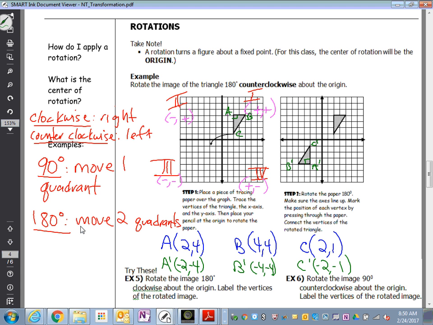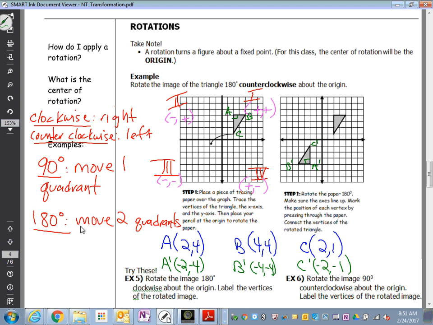Okay? Now when we go 180, that's half the circle. We have the same coordinates, we're just facing a different direction, right? So if I stand here facing you and I turn 180 degrees, now where am I facing? That way, right? If you do 360, you're back where you started, right?